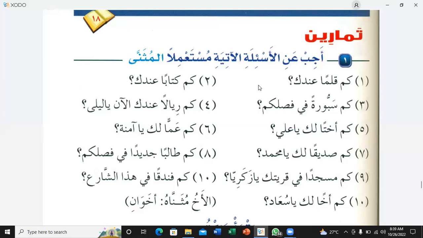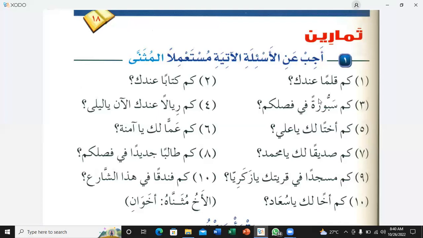Now see this tamarin. Ajib anil as'ilatil atiya mustamilan musanna. Answer the following questions using the dual. Number one is: kam qalaman indaka? Kam qalamani indaka? In this question they say ajib, answer. Indi qalamani. This is the right answer. Yes, we can also say li qalamani and we say indi qalamani. I have two pens.